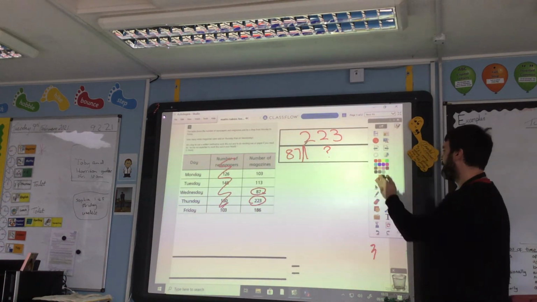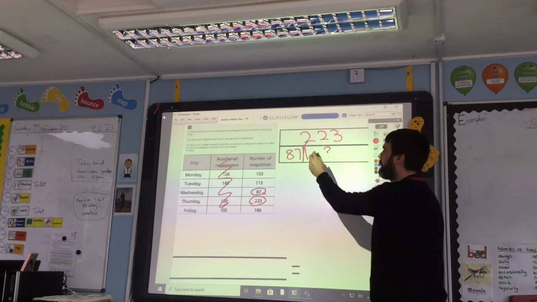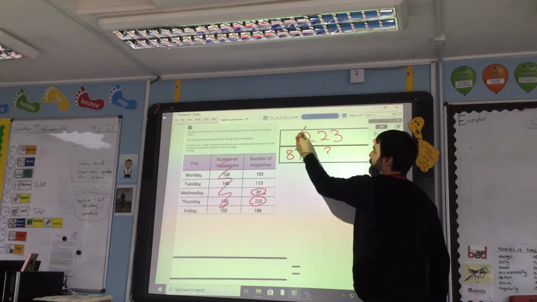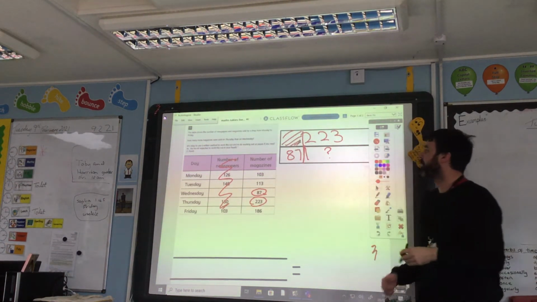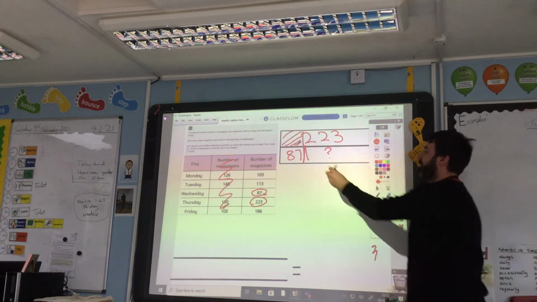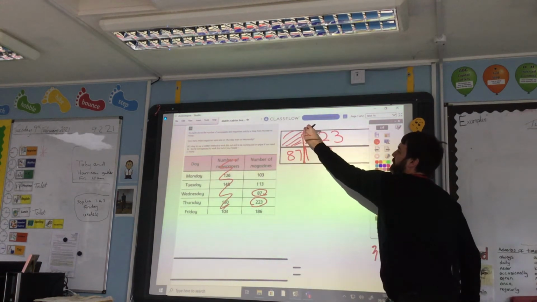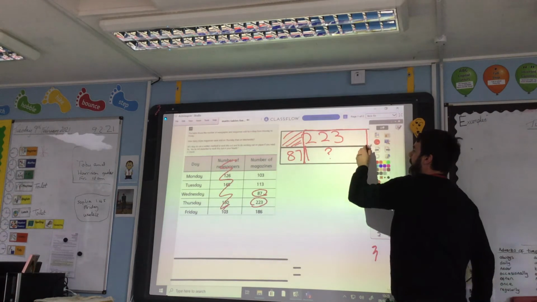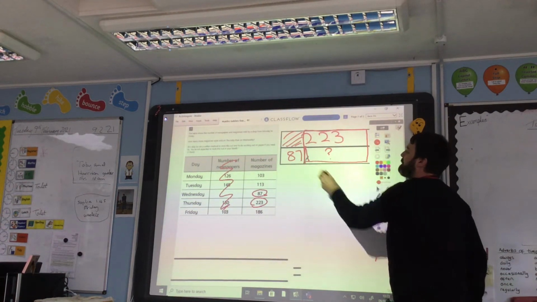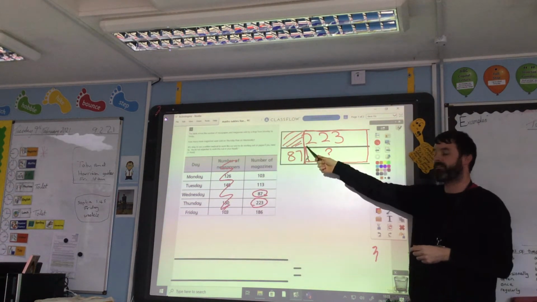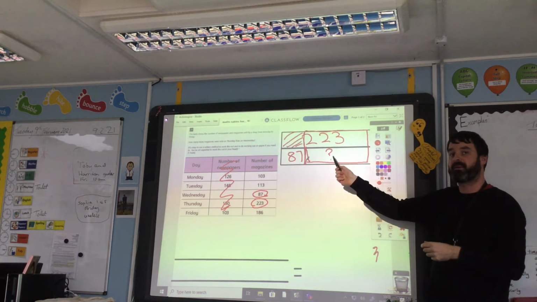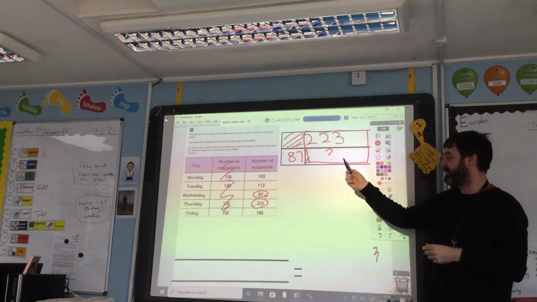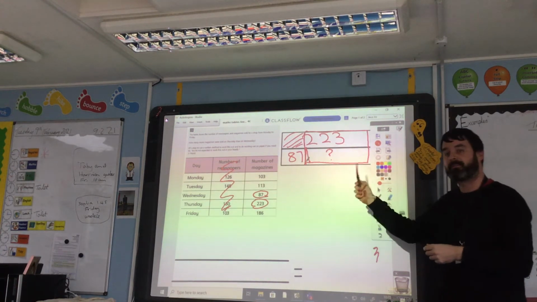So what I need to do is take 87 away from 223, and if you see here, these blocks, bars, are now the same size. So I know if I take 87 away from 223, I will find my missing number. So let's get busy then and use a written method to do that.